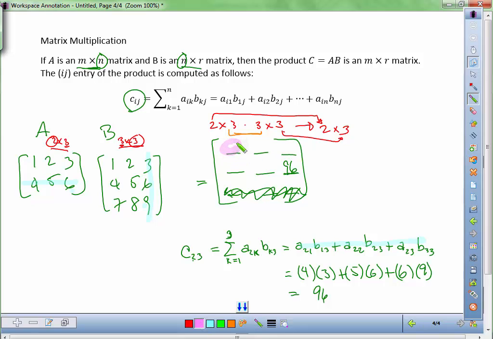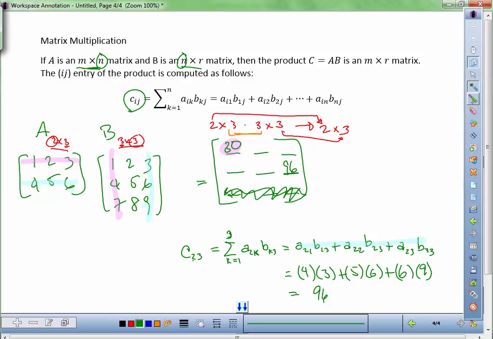So if I want this slot right here, it's the 1 by 1. So I'm going to take the first row in my A matrix and the first column. And I get 1 times 1 plus 2 times 4 plus 3 times 7. So 21, 29, 30. Right? And all we were doing is a dot product.